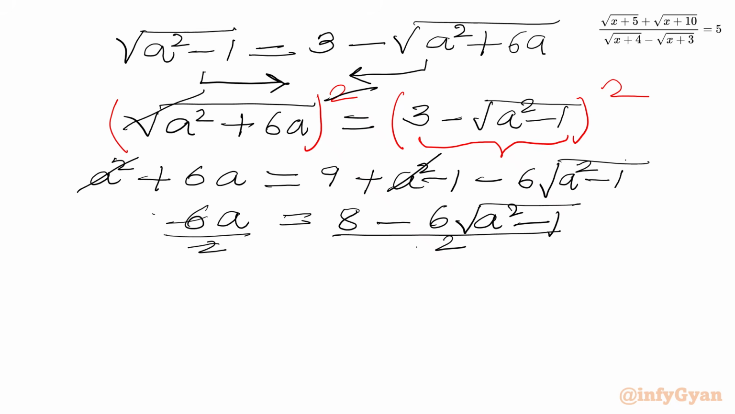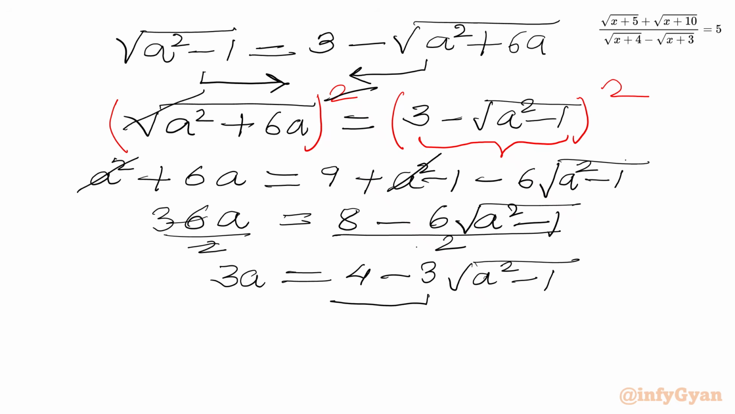6 over 2 is 3. So we will write 3a in the LHS. 8 over 2 is 4. 6 over 2 is 3, square root of a² minus 1. Now we will take this negative term to the LHS and 3a to the RHS. So I can write 3 times square root of a² minus 1 will be equal to 4 minus 3a.